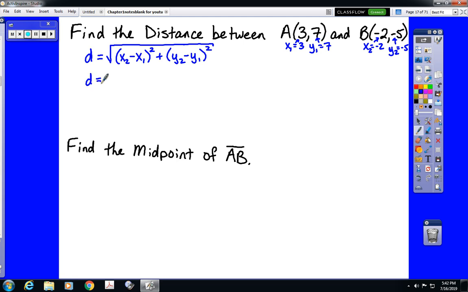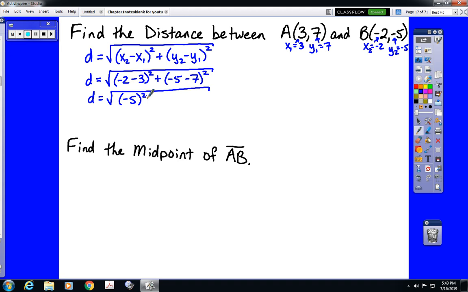So we plug those numbers in. So the distance is the square root of x2, which is -2, minus x1, which is 3, quantity squared, plus y2, which is -5, minus y1, which is 7, quantity squared. Now be careful with the negatives. That is the place where most people make mistakes. If you're very good, you can type that directly into a calculator, but I'm not that good, so we're going to write out a little bit more.